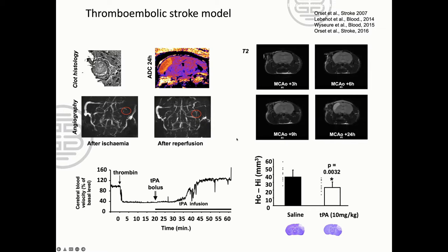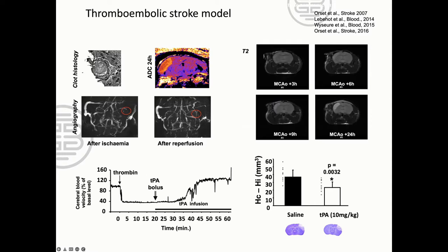Interestingly, we can also follow the ischemic lesion, the brain lesion. So you can see here by ADC that we have a lesion which is restricted to the cortical area, which is the area in which the middle cerebral artery drives the blood. And you can also see here by MRI, it's the T2 MRI, that we have an ischemic lesion, which is also restricted to the cortical area. Interestingly, when we treat by the gold standard treatment in clinic, TPA, you can see that we got a reduction of the lesion volume, so which means that TPA in this context is beneficial exactly also as in clinic.